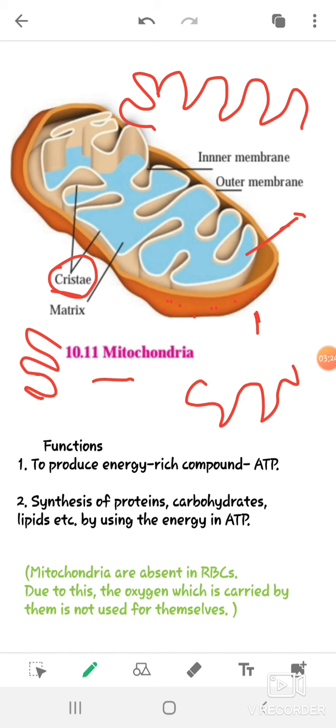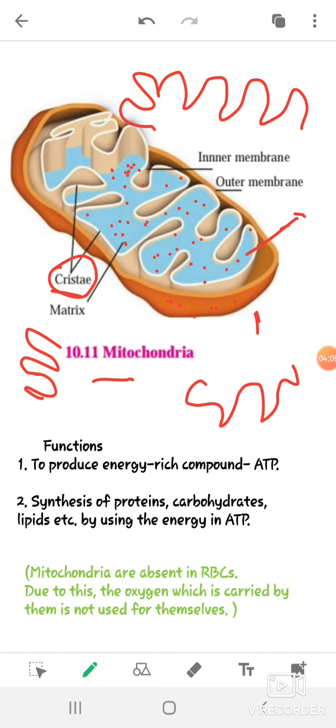The inner cavity is filled with proteinous gel. This inner cavity is filled with a special type of matrix which consists of proteinous gel, which contains ribosomes, phosphate granules, and also DNA. And you know DNA is a genetic material, so therefore it can produce its own protein. So it produces its own protein, and we know that protein is an energy providing material.